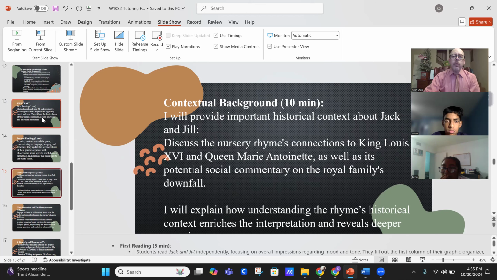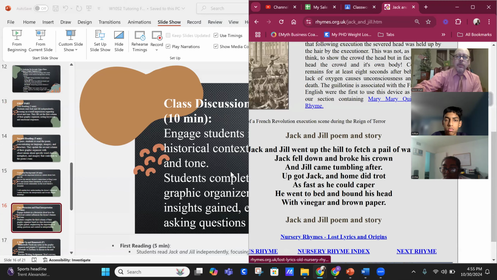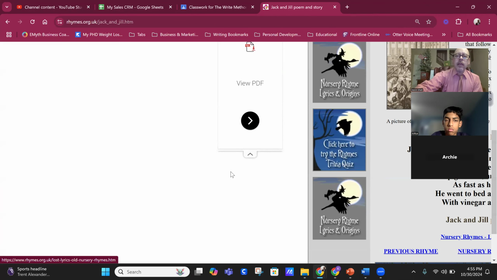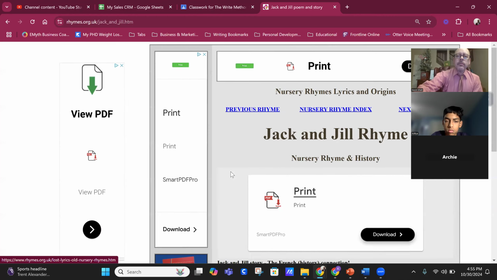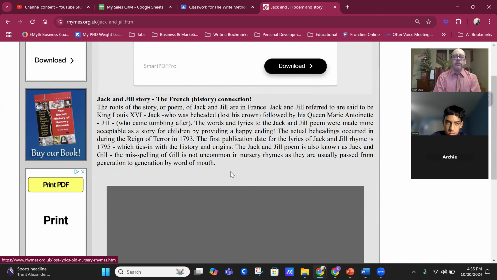Okay. So the nursery rhyme's connections to King Louis the 16th and Queen Marie Antoinette, as well as its potential social commentary. Well, we'll just go to the website. We'll pick that up right there. Okay, so this is actually in the slides. The roots of the story or poem of Jack and Jill are in France. Jack and Jill are said to be King Louis the 16th. Jack, who was beheaded, lost his crown, followed by his queen, Marie Antoinette, Jill, who came tumbling after, right?